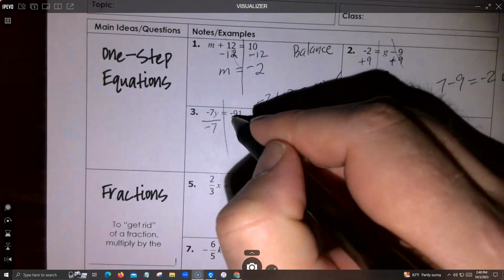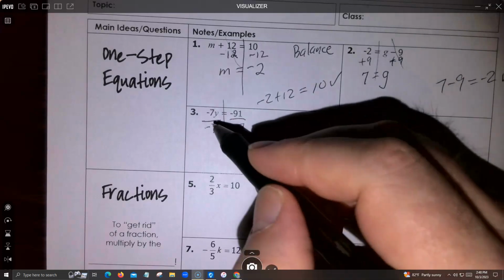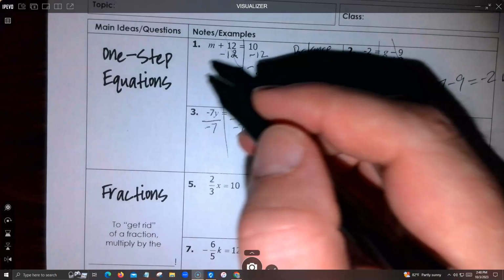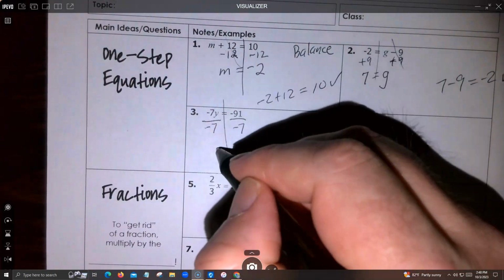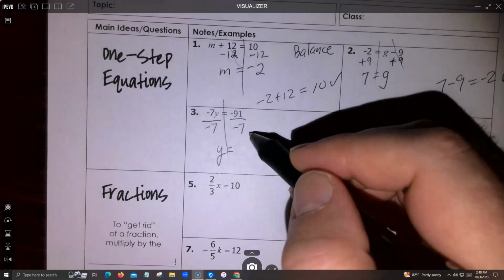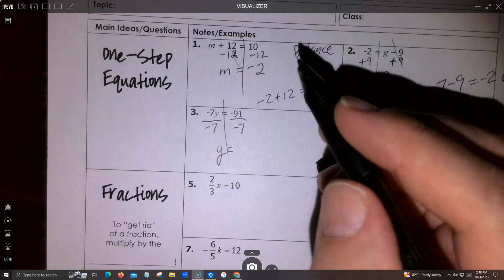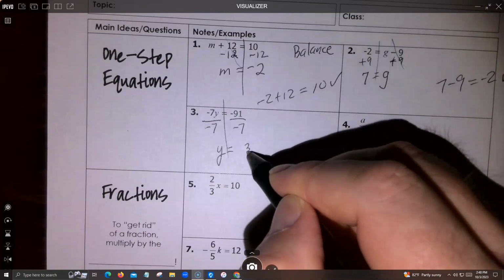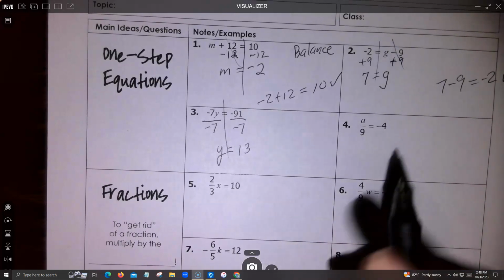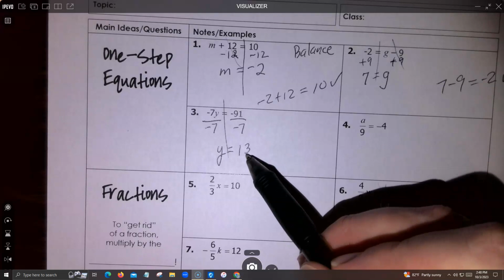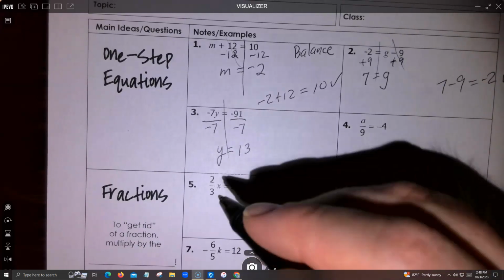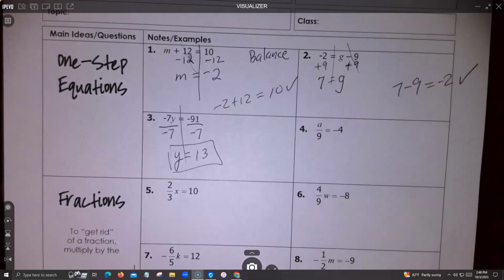Remember, whatever I do to one side, I have to do the other. Okay, negative 7 divided by negative 7. Any number over itself is always 1. So this is y, or 1y if you want. And then negative 91 divided by 7 is, oh my lord, 13? 13. And a negative over a negative is a positive. Okay, and again, if I want to check my work, I would just put in the calculator 13 times negative 7 and see if I get negative 91. Right, so that's the solution to that one. Okay, last type.